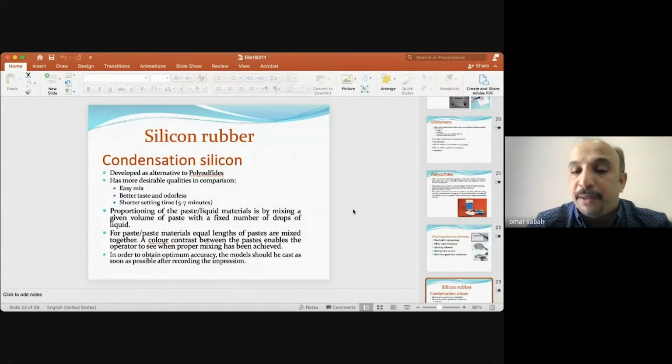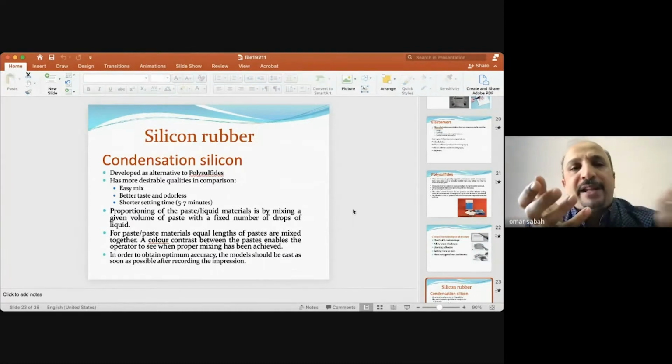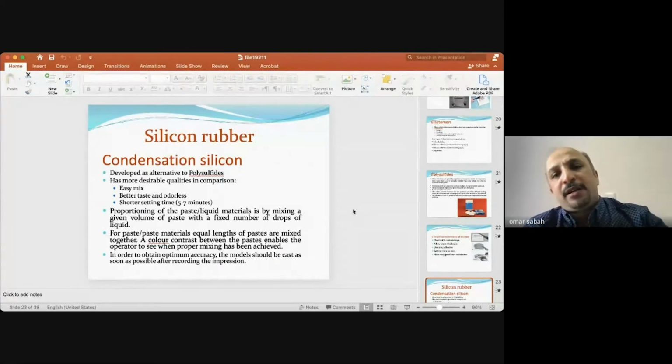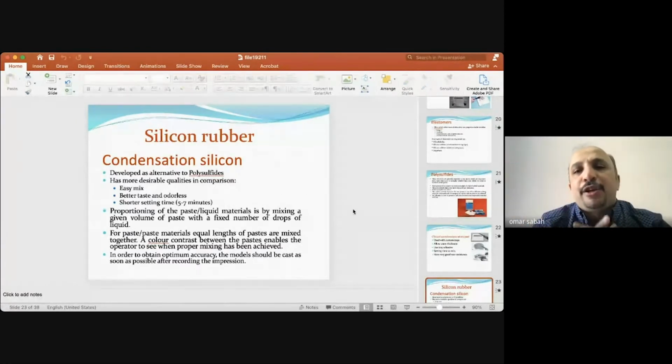In order to obtain optimal accuracy, the model should be cast as soon as possible after recording the impressions. One disadvantage of the material should be noted. If you look into the clinics and take impressions with alginates, for example, alginate has the ability to absorb humidity from the outside. So maybe the final result of your impression of the patients will show an increase in size due to absorption of water from outside.